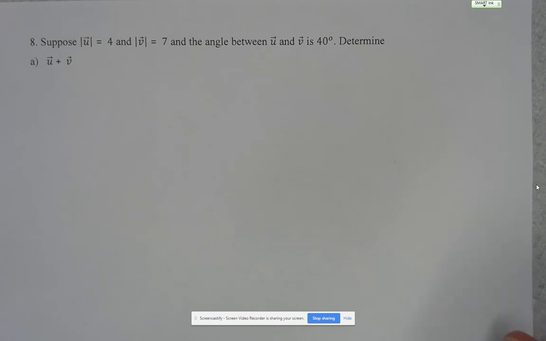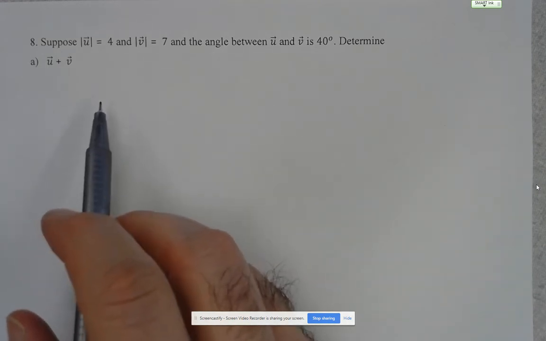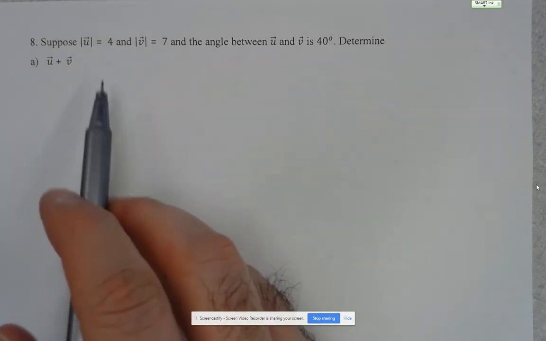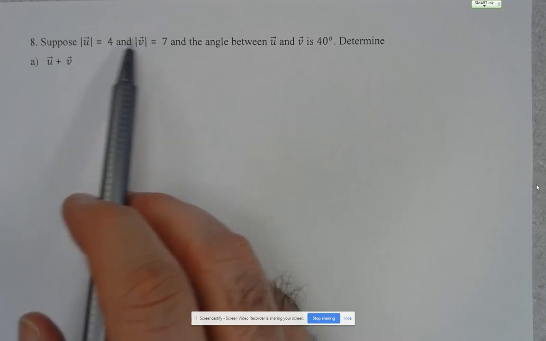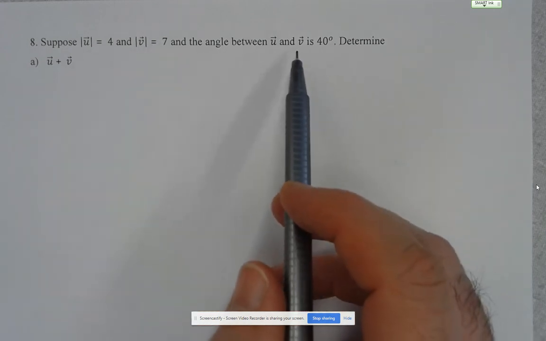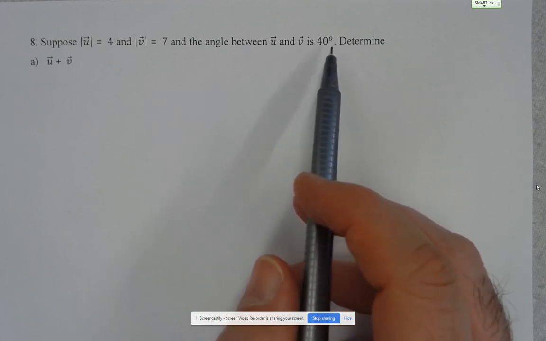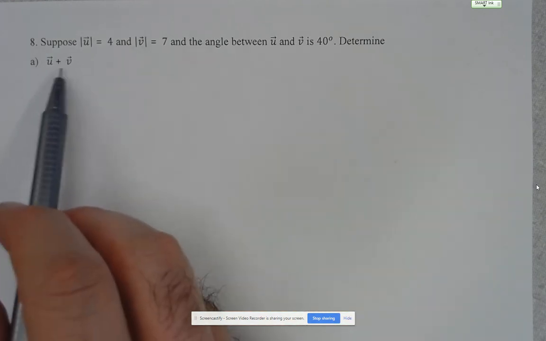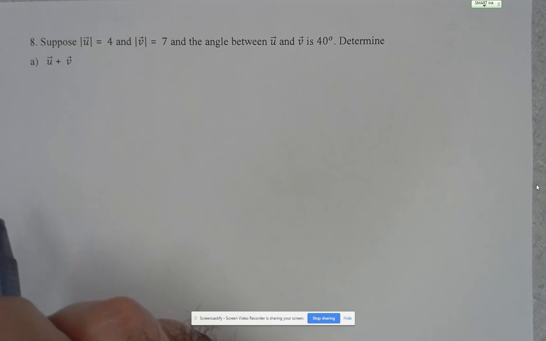Hi folks, we're going to take a look at number 8 from the second lesson of Unit 5. Here they give us two vectors, but they don't give us the two vectors explicitly. They give us the two magnitudes, but they don't give us the directions individually. They do tell us, though, that the angle between them is 40 degrees. And from there, they want us to first determine the sum of the two vectors.